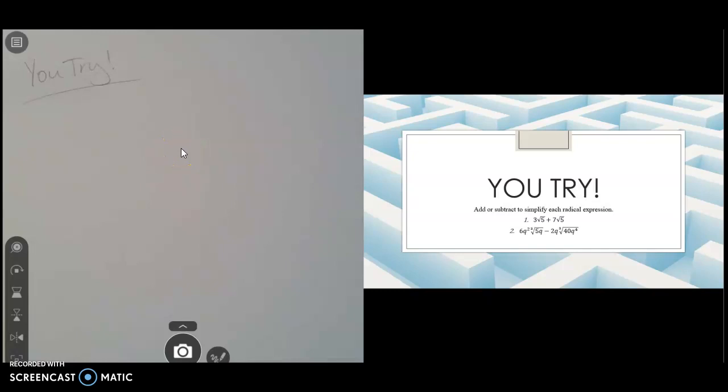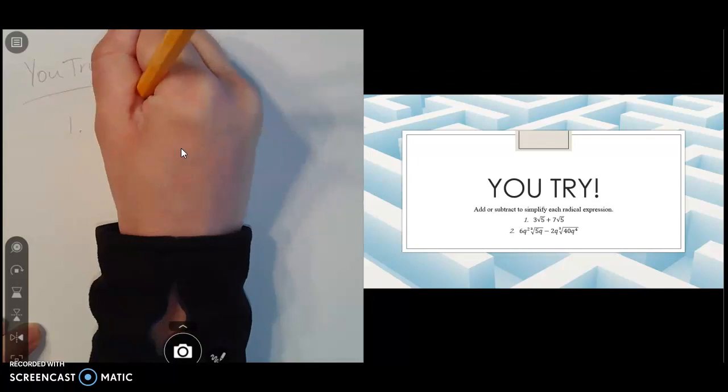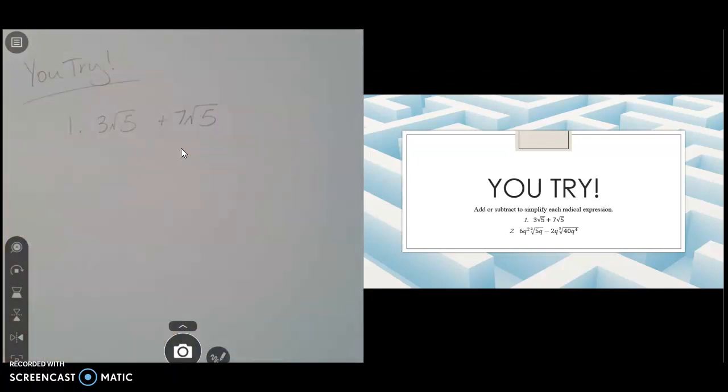Right, you all just finished a U-Try where you got to add or subtract to simplify radical expressions, and I gave you two different ones, one that was a little simpler and one that was a little more complicated. So, first one I gave you was 3 square root of 5 plus 7 square root of 5. This one was already simplified, you're welcome. You just got to add them.